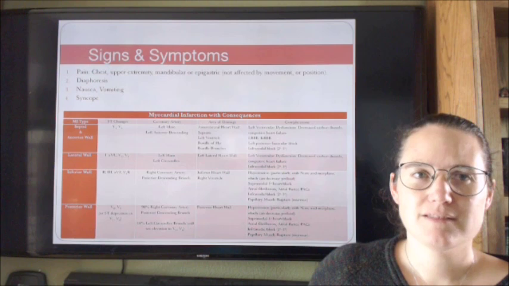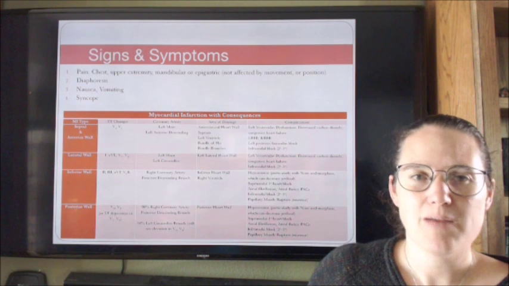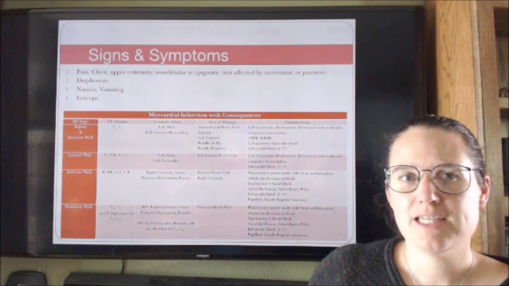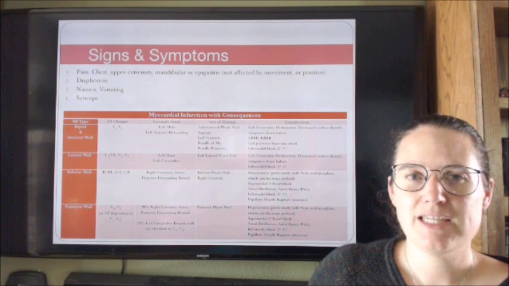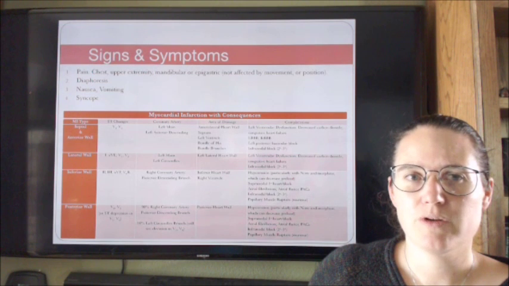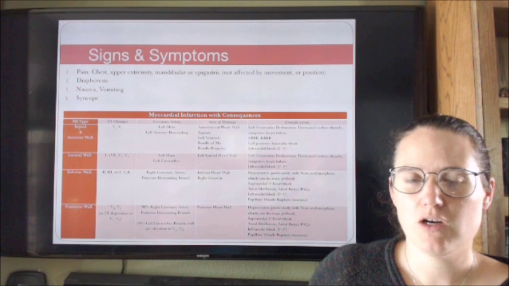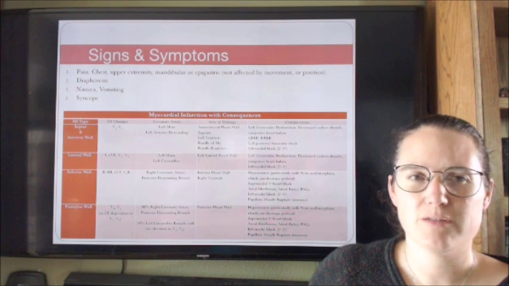Other symptoms that can occur depend on where in the heart there is the infarction. Some symptoms include hypotension and heart block. In this diagram, you can see the different areas of the heart that can be affected, the leads that you see this ST elevation on the 12-lead EKG, the vessel that provides that area of the heart, and the complications that occur due to that particular blockage.